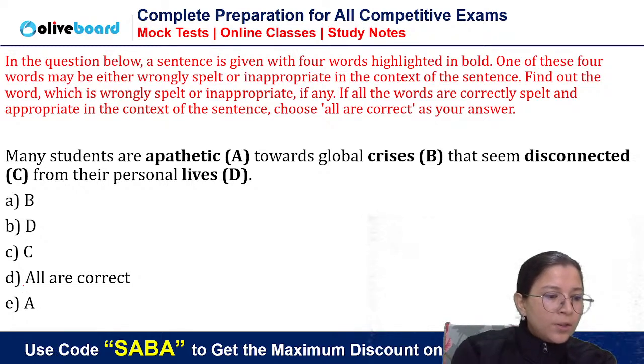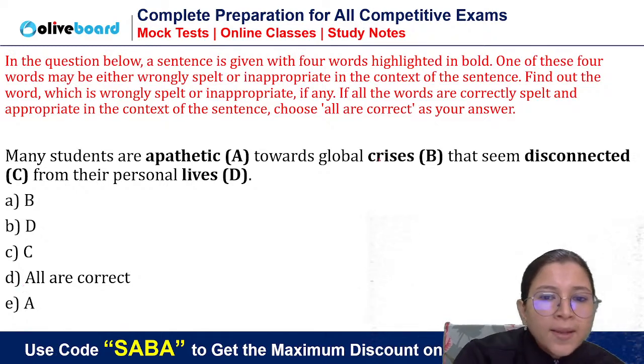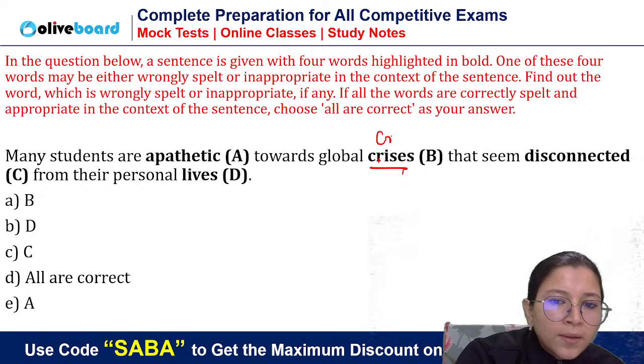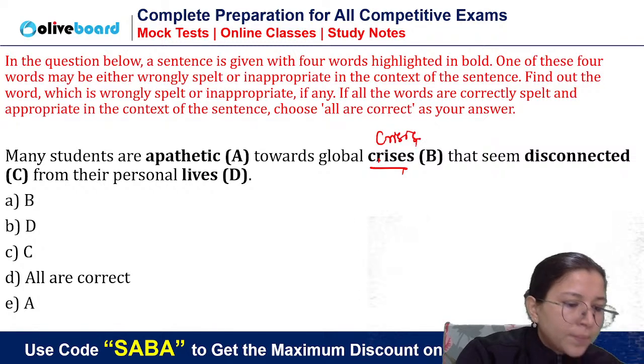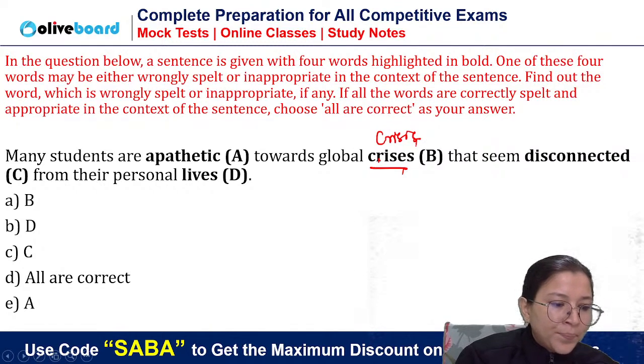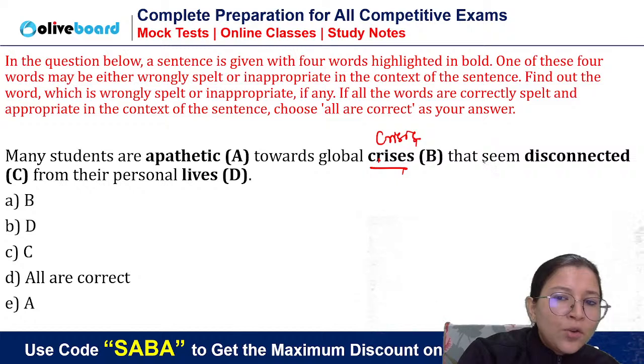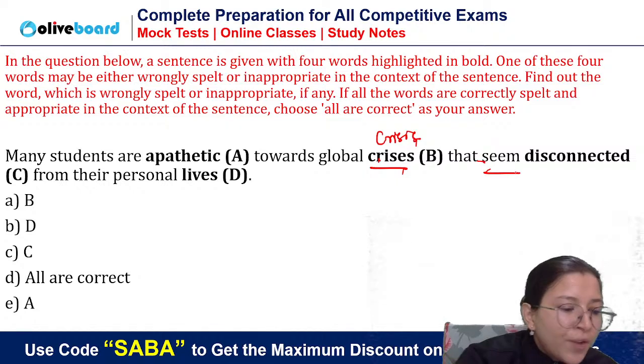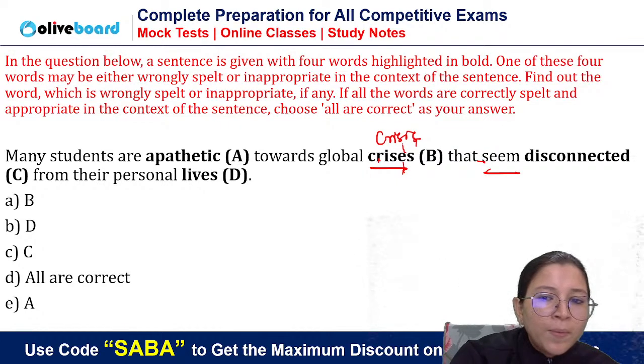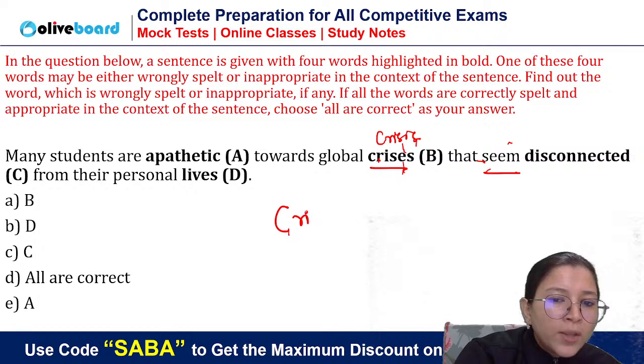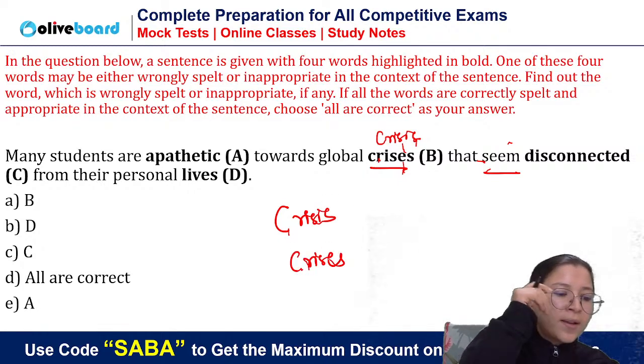So yes, everybody is on the same point that crisis is wrong. It should be crises. Absolutely correct. Very well done, Naveen. Didn't you focus on this word, guys? Everybody said that crisis is wrong, it will be crises. So I hope you all know the difference between crisis and crises.